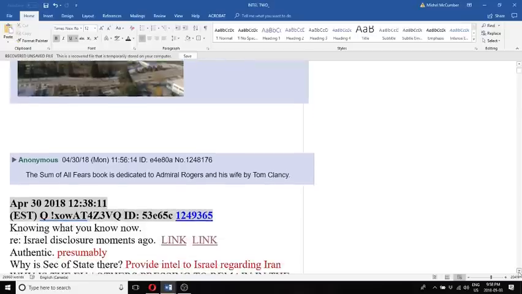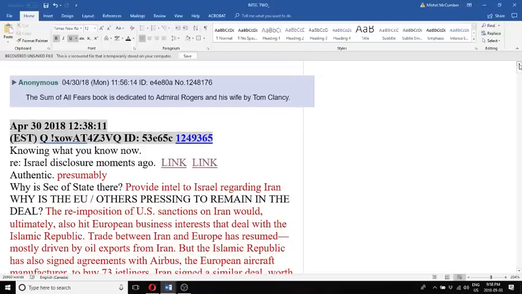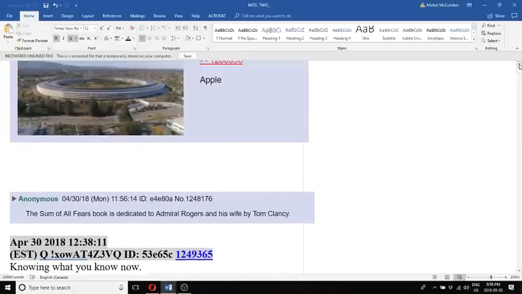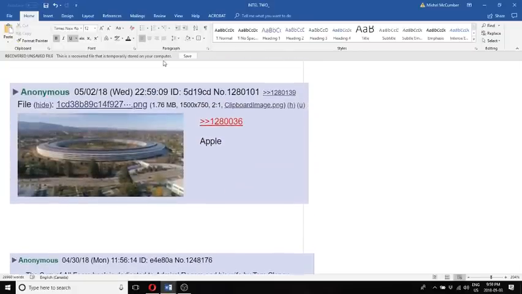So let's look at the first Q post. And Q posted this image. I didn't know what this was. It said Apple, so obviously that's a clue. And so I'm going to go on and we're going to look at all the pictures and then I'm going to come back.